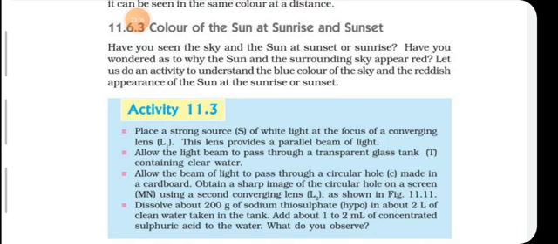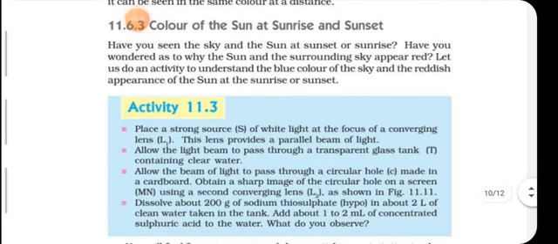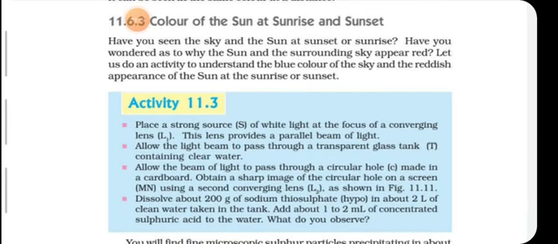No. See, students, the sunrise and the sunset are generally red, pink or orange in color, whereas in the normal daytime, the sky looks blue in color. Have you ever wondered why the sun and the surrounding sky appear red during the sunrise and the sunset?